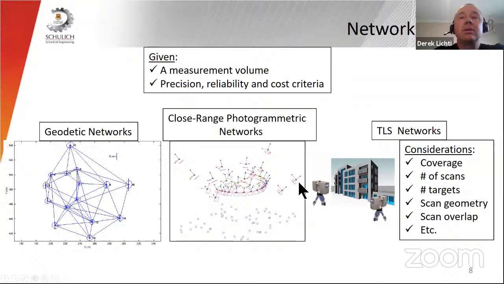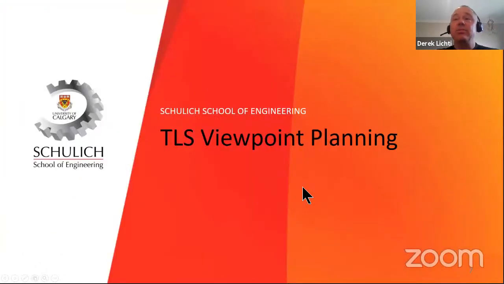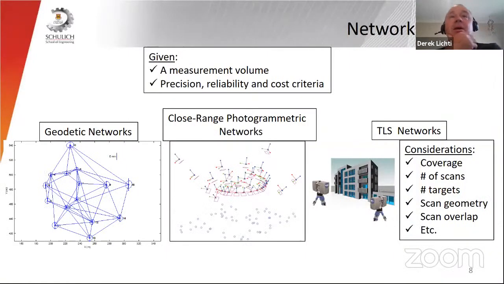So this is called TLS viewpoint planning. My mouse is a little overactive, sorry. Okay, so this is a network design problem, and fundamentally network design can be stated as this. Give us a network, or design a network, a configuration, given a certain measurement volume that we must cover, and a number of criteria, and those might be precision, reliability, as well as economic or cost criteria.